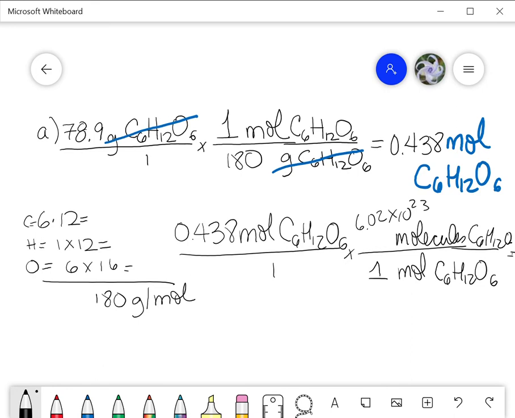Good time to practice doing this on your calculator. So you're going to say 0.438 times 6.02 times 10 to the 23rd, and you should get 2.63, basically 9, times 10 to the 23rd molecules. So I know that that's a very reasonable number because I know the number of molecules is going to be very big.